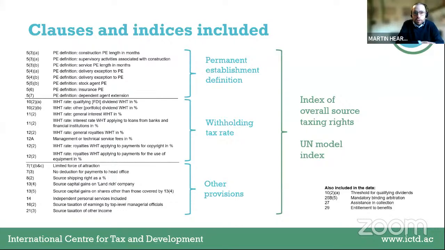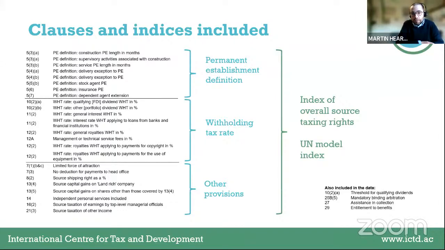So in the data set, as well as the tool, as well as the individual clauses, you then have the indices. So you have the 3 that are listed in blue on this slide. So permanent establishment definition, withholding tax rates, and then other provisions. So those indices look across the different clauses. They look whether in each case that provision has a more source-based or a more residence-based content, and then it assigns a number between 0 and 1.